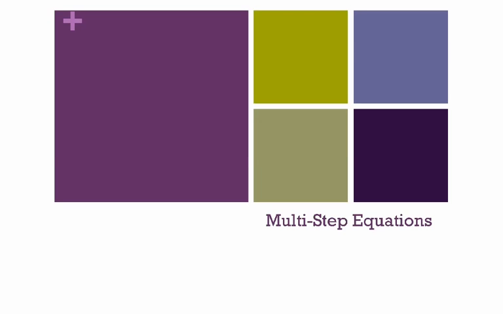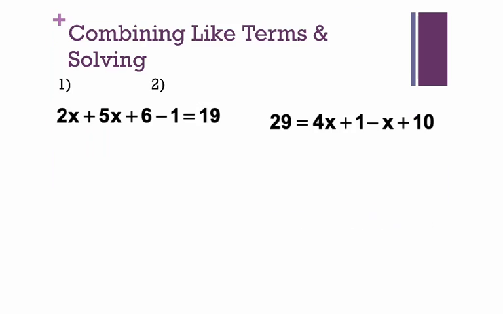In 14.4, we are going to look at some multi-step equations. What that means is you cannot just solve them in one or two steps. You got to do a little bit of work before you do the solving. So like we talked about in 14.3, combining like terms, we have to do that first, and then we can go ahead and solve just like we've been doing in 14.1 and 14.2.